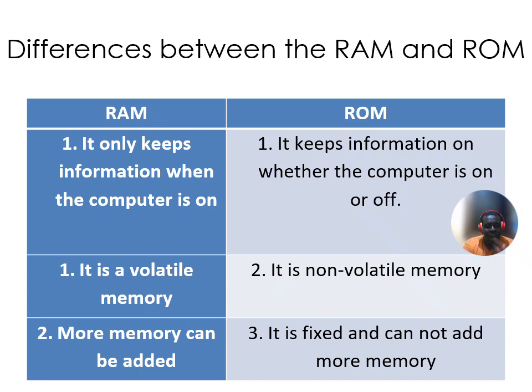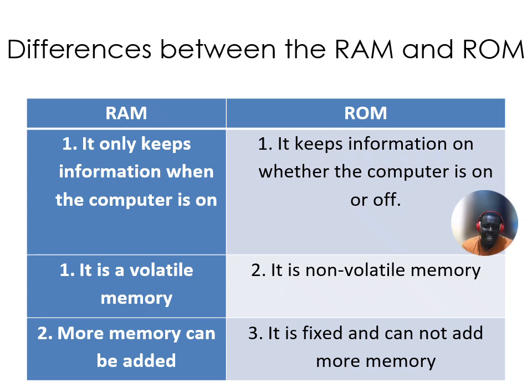Now let's look at RAM again. RAM, it says more memory can be added. Since RAM can be taken out and placed back in, you can actually add more memory to it. But the ROM, like I said, is fixed and cannot add more memory. So with the RAM, you can add more memory to make your computer run faster. If you have 2 gig, you can increase it to 4 gig or 8 gig. But the ROM is fixed, you cannot change it, right?